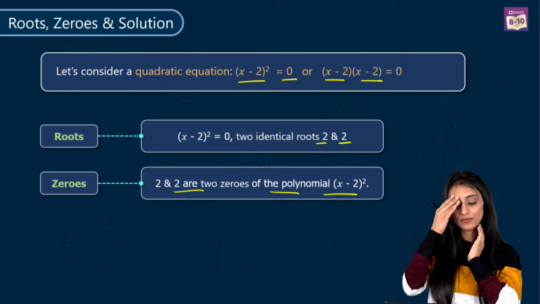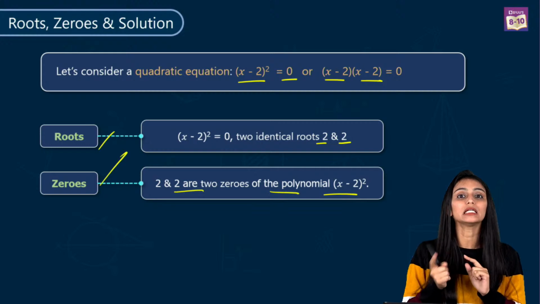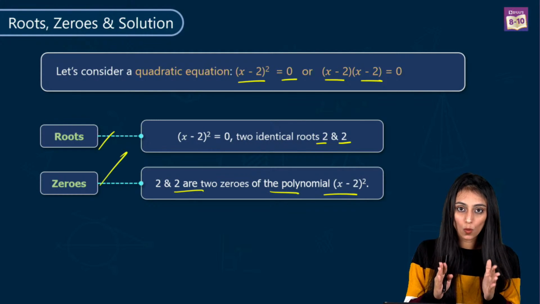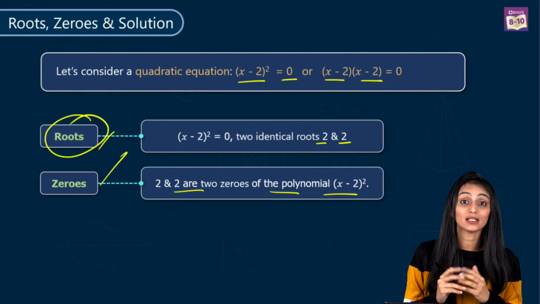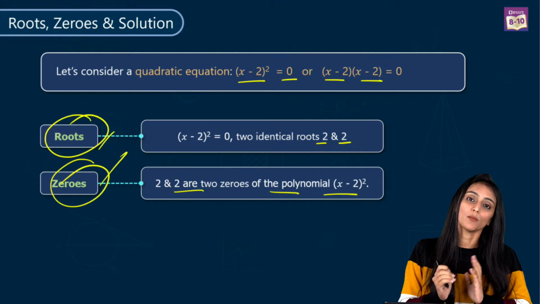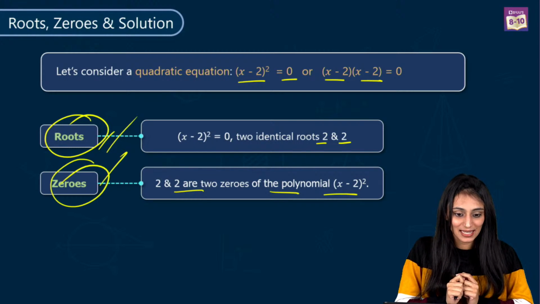See, there is one misconception over here. Students think that roots and zeros can be used interchangeably. No, it's not like that. When we talk about a quadratic equation, we use the term roots. But when you're talking about a quadratic polynomial, we use the term zeros. Zeros is used for a polynomial. For an equation, we use roots. Please remember this thing.